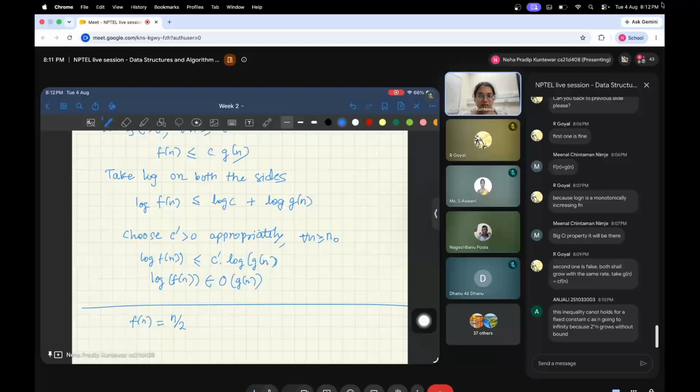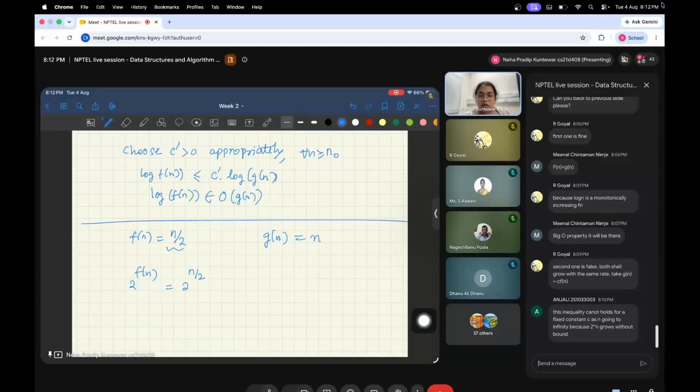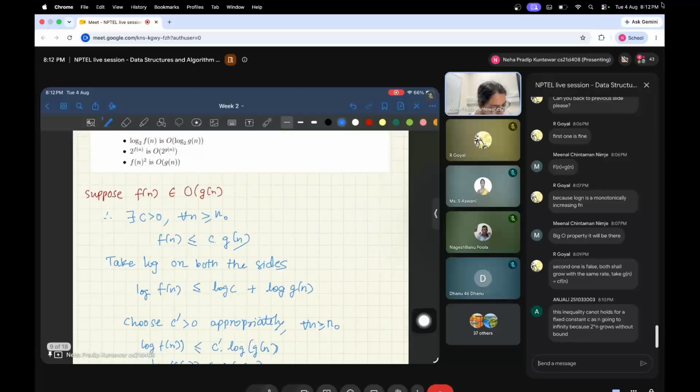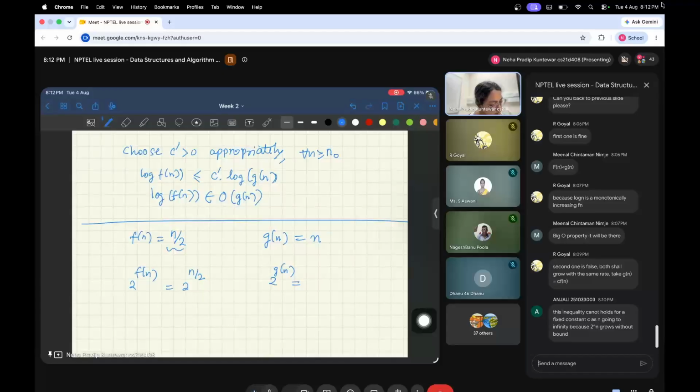Okay. So let's take this example. Let's say that f of n is equal to n by 2. Then what is 2 to the f of n? This is 2 to the n by 2. And let us look at g of n, which is, let's say, n. Then what does 2 to the g of n become? This is 2 to the n.